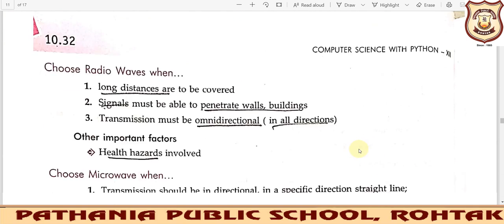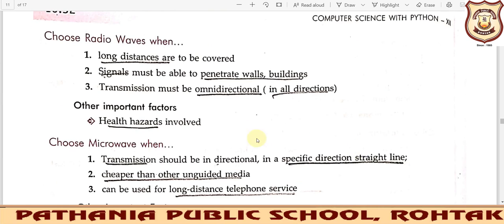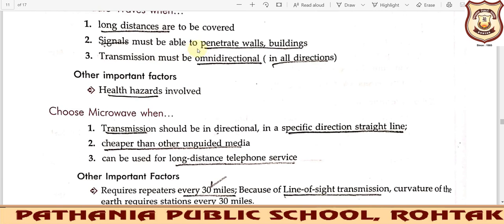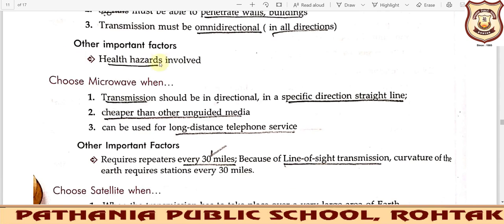Okay, next, when you are dealing with radio waves, you can go with longer distances, and the next benefit you will have is that they can penetrate walls or buildings, and this transmission will be omnidirectional, meaning you can transmit the signal in any direction. But the problem is that health hazards are involved in this type of transmission.